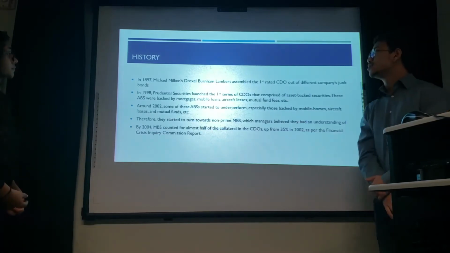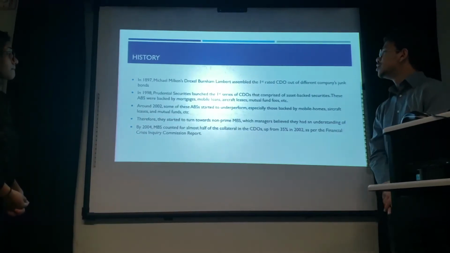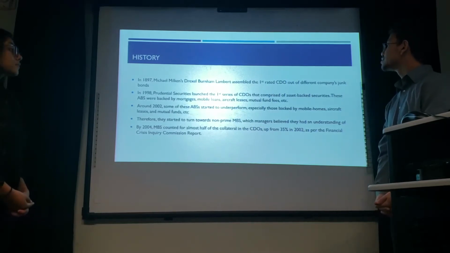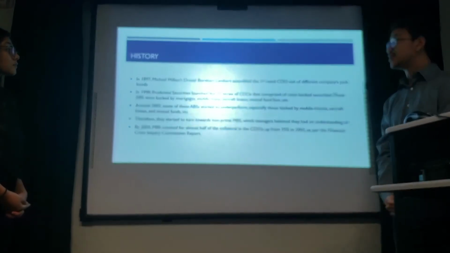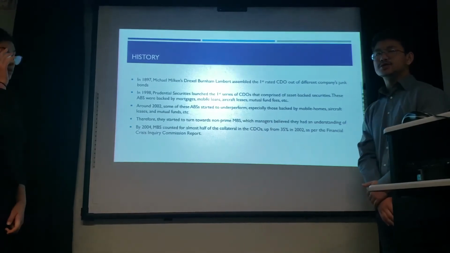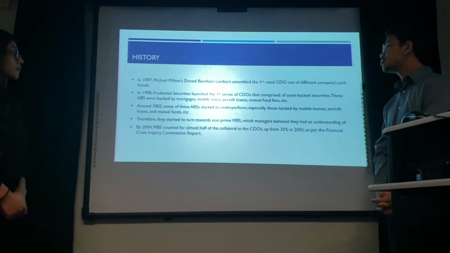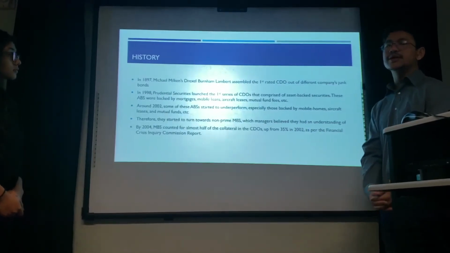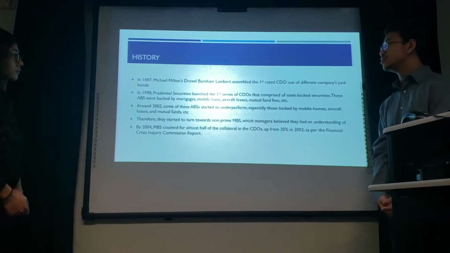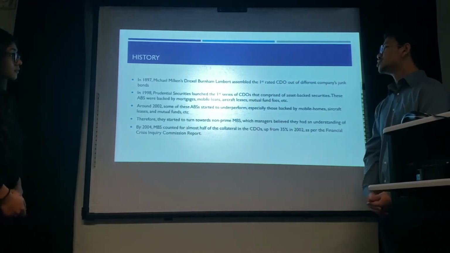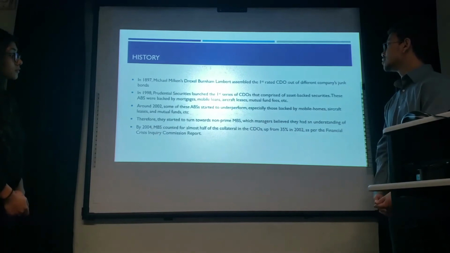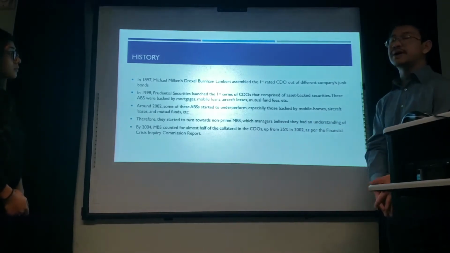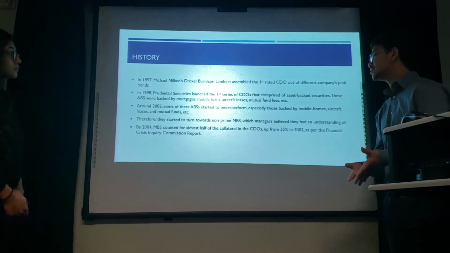So a little bit about the history of CDOs. Drexel Burnham Lambert, an investment bank run by Michael Milken, assembled the very first rated CDO in 1987 out of different companies' junk bonds. Initially in the 1980s and 1990s, most of the collateral used for CDOs were corporate bonds and home loans, but during 1998, as asset-backed securities started to bring in higher returns, Prudential Securities became the first to launch a CDO comprised of asset-backed securities as the collateral. These asset-backed securities were in turn backed by mortgages, mobile home loans, aircraft leases, etc.